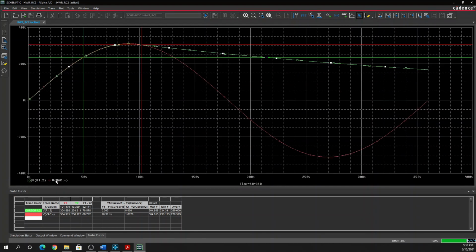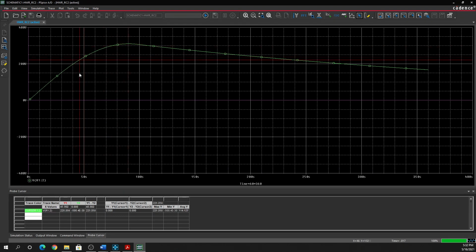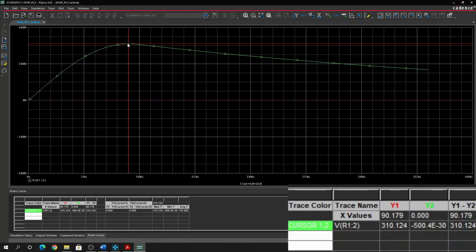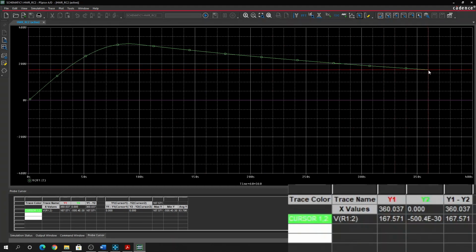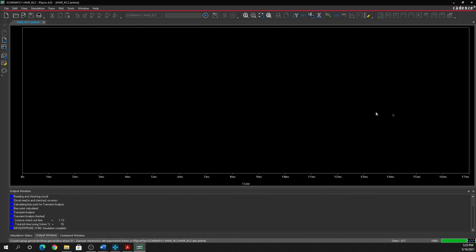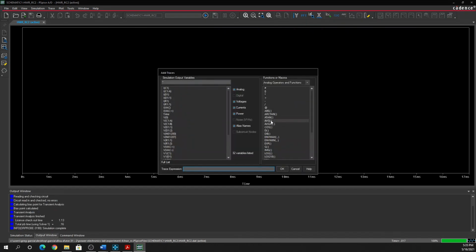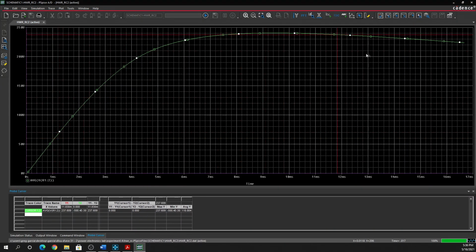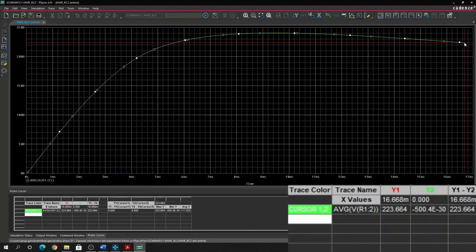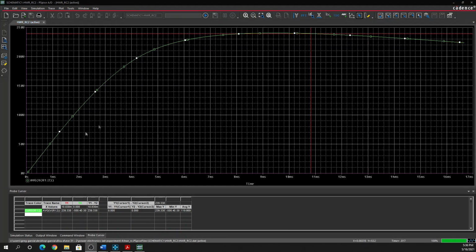Now let's measure the value of the output peak voltage. Using the cursor, the maximum output voltage is 310.124 volts and the minimum output voltage is 267.571 volts. For the average output voltage, add trace, click AVG, V, R1, 2, cursor on, then let's measure at the end of the waveform. And the average output voltage is 223.664 volts.